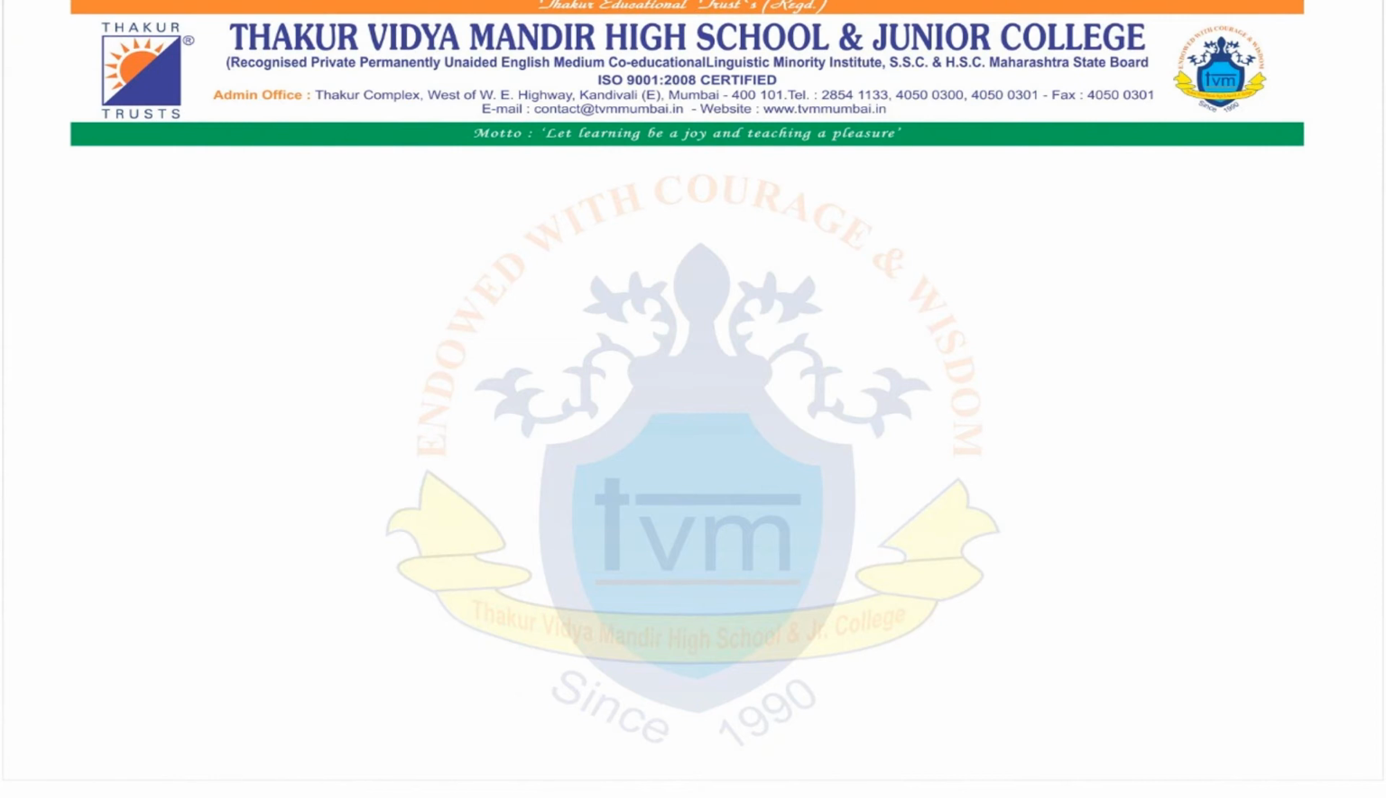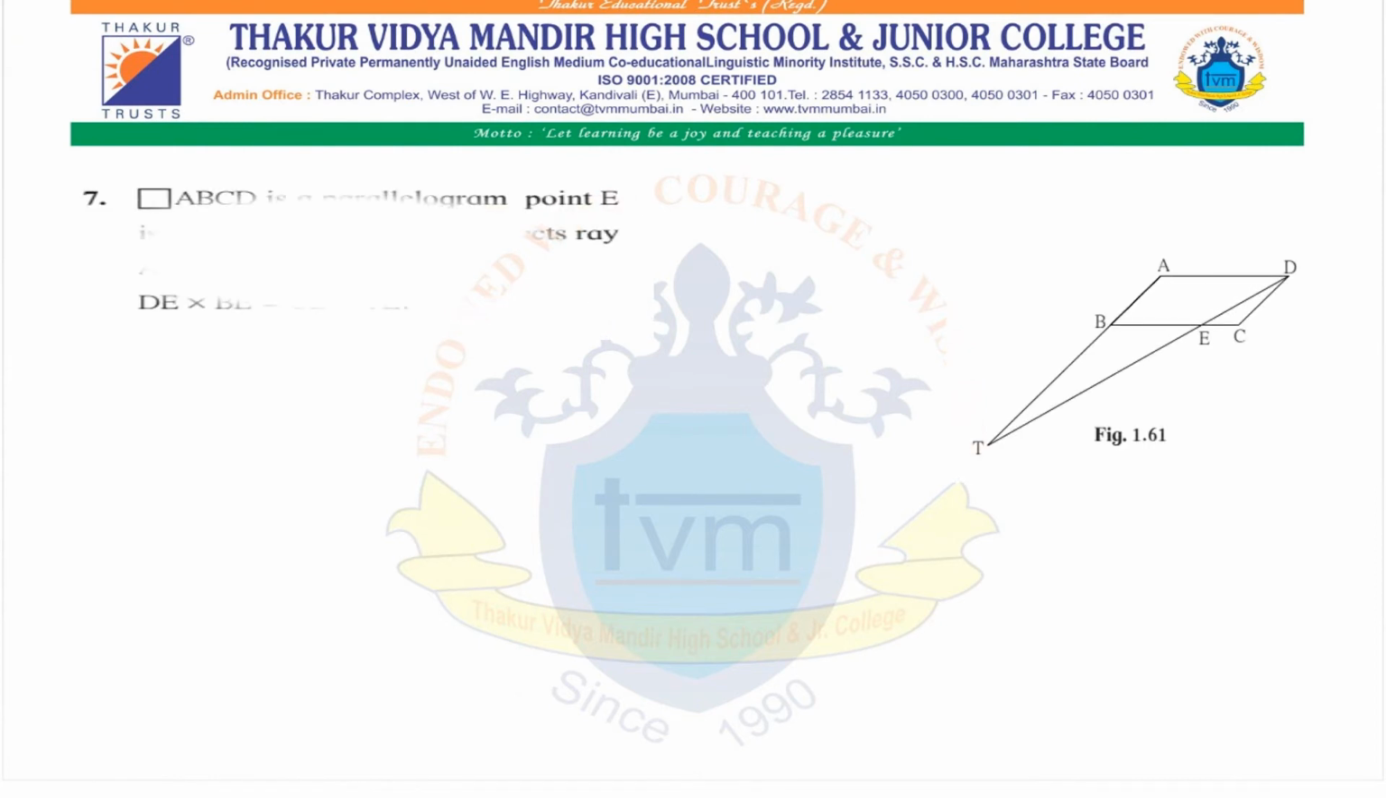Let us see sum number 7. You can see the diagram on the screen. We have quadrilateral ABCD, which is a parallelogram. Point E is on side BC. Line DE intersects AB in point T. If we extend AB, it intersects DE at point T. We need to prove DE into TB is equal to CE into TE.